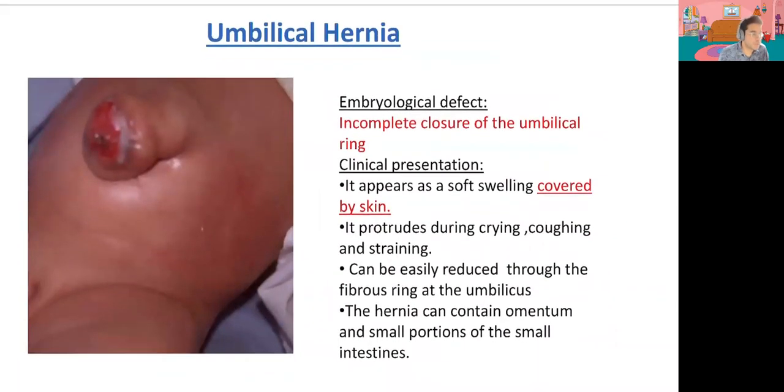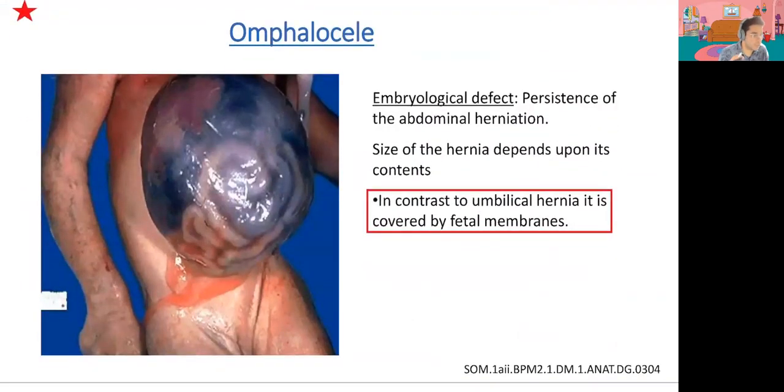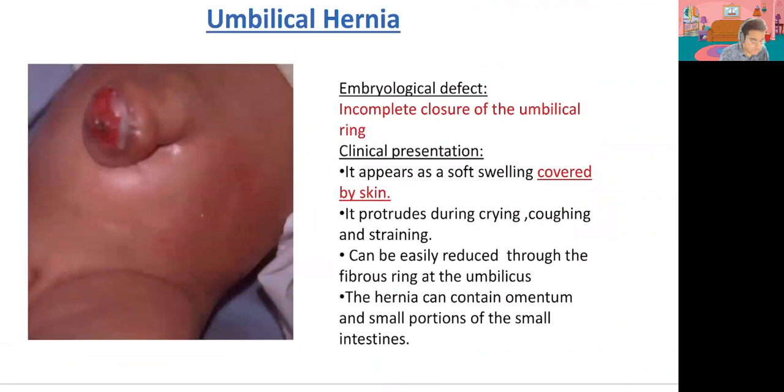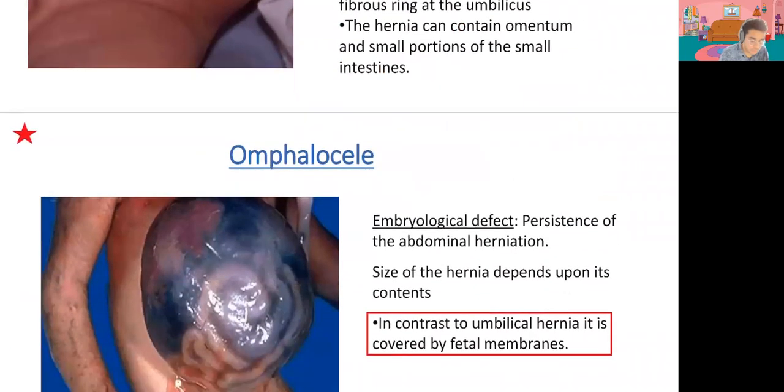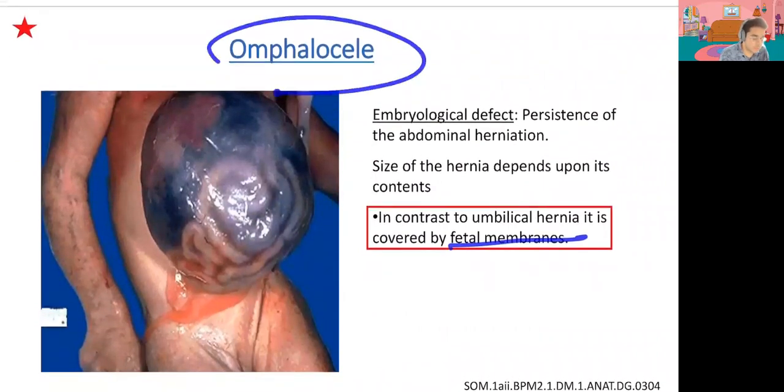Okay, this one is very buzzword heavy. If you guys see incomplete closure of the umbilical ring and then covered by skin, umbilical hernia. It's as simple as that. You don't even have to think further than that. Omphalocele, this is important. You've got to know that it's a little different because it is covered by a membrane. It's a fetal membrane, right? It's not surrounded by skin, right? It's covered by a fetal membrane rather than skin. That's an omphalocele.